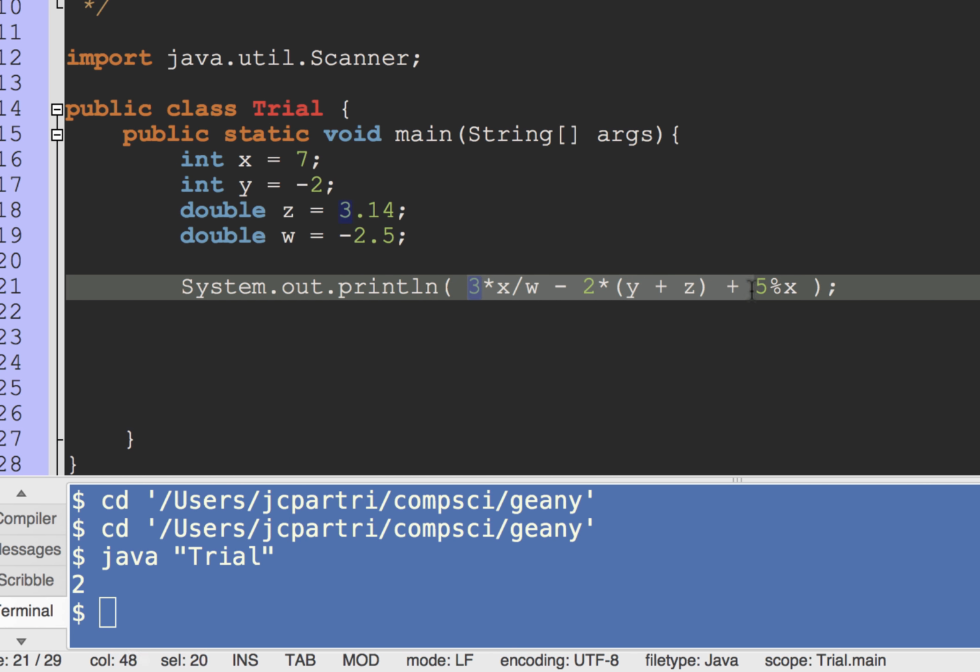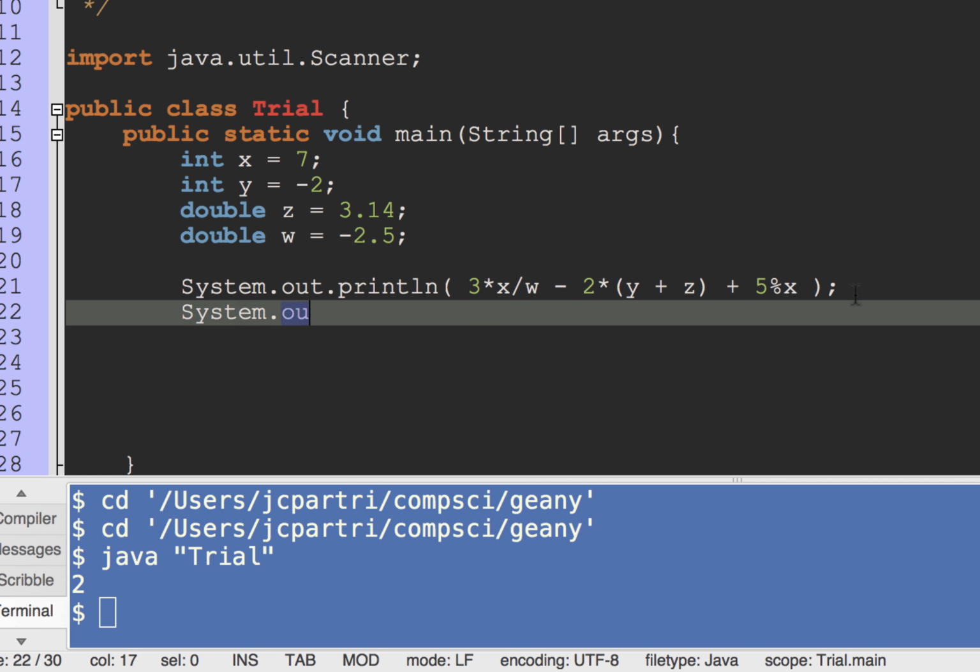Okay, so there's your arithmetic expressions. By the way, System.out.println, even the number 5, the literal 5.3, by itself is an arithmetic expression. So arithmetic expressions are just the expressions that we're familiar with. It's the mathematics that we deal with.